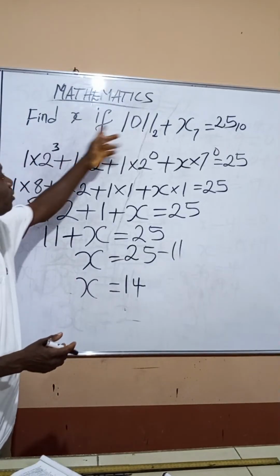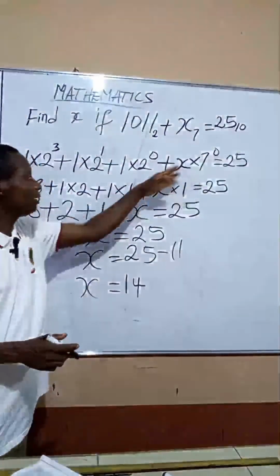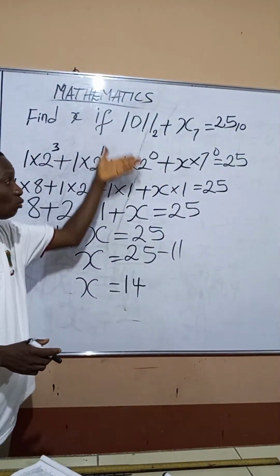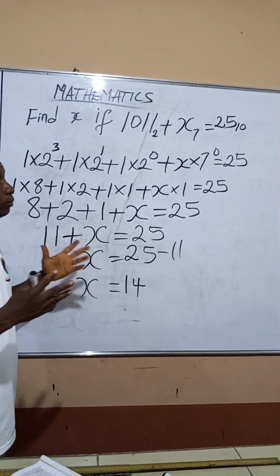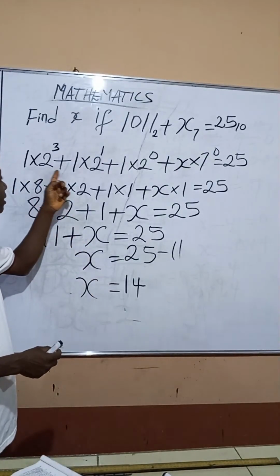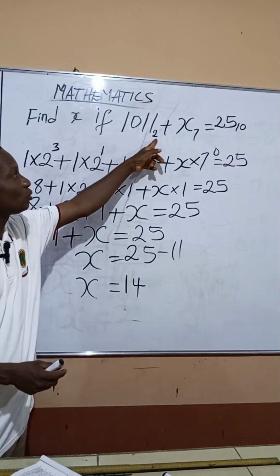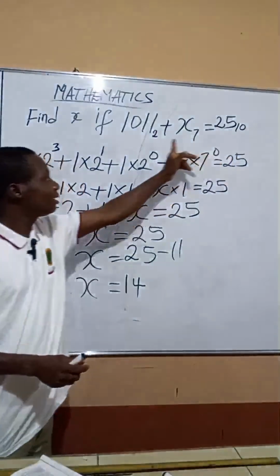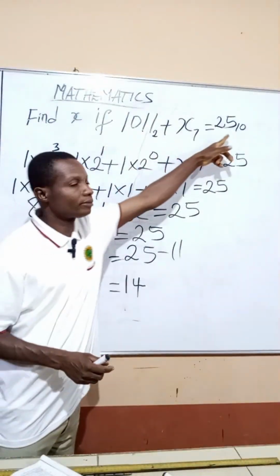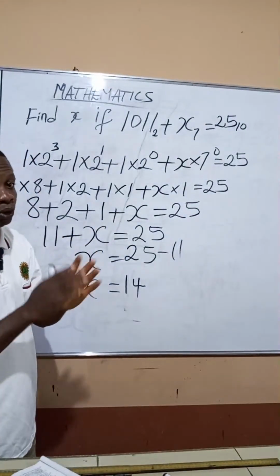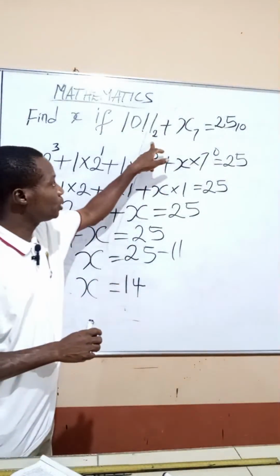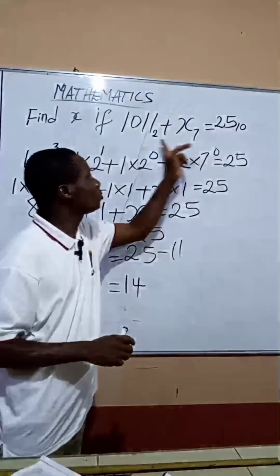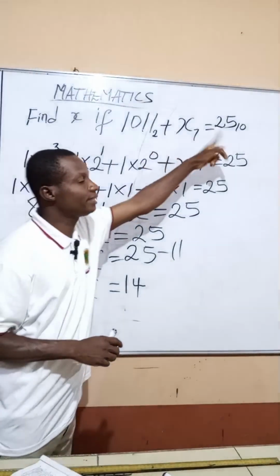Here we have to find x. Remember, we are using the expansion method. These are equations involving number bases: base 2, base 7, and base 10. The bases are not the same. We have to look for a way to unify the bases, make them the same. This is 2, this is 7, and this is 10. So we decided to make all of them 10.